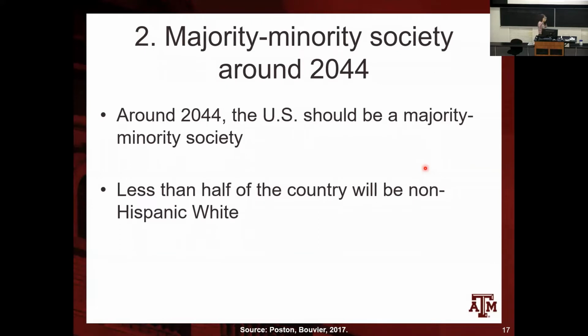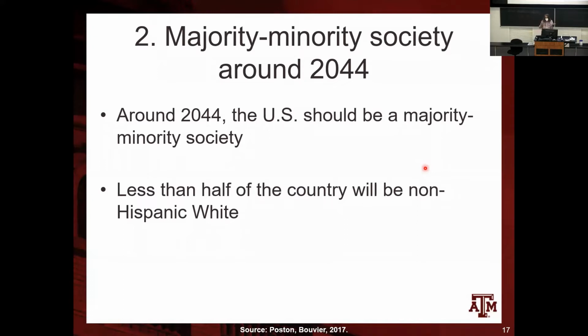So if we get all these groups that are not non-Hispanic white, put them all together, and compare to the size of the non-Hispanic white population in the US, they will become more than 50% in these coming decades, so around 2044.